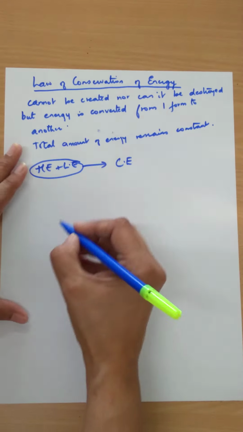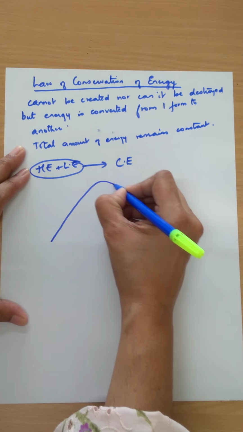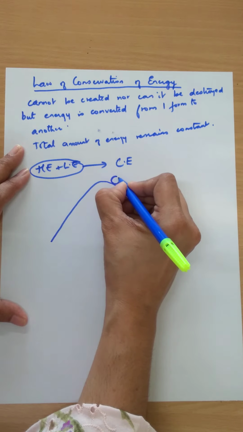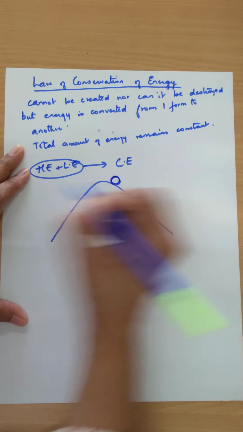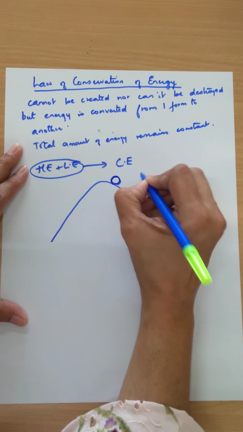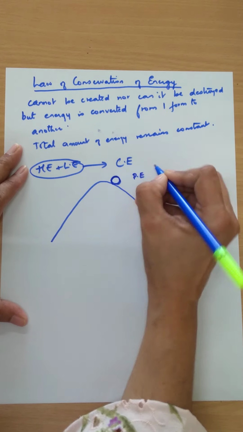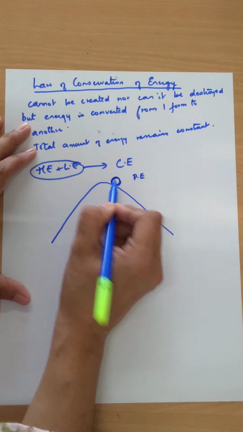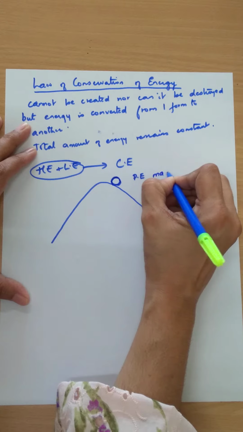Okay, now to understand this, I will just give you a simple example. Let us say that we have here a hill and there is a stone which is here up the hill, or a pebble, let's say. Now when it is up here and it is at rest, this particular object possesses potential energy. Its potential energy here is maximum at the top.